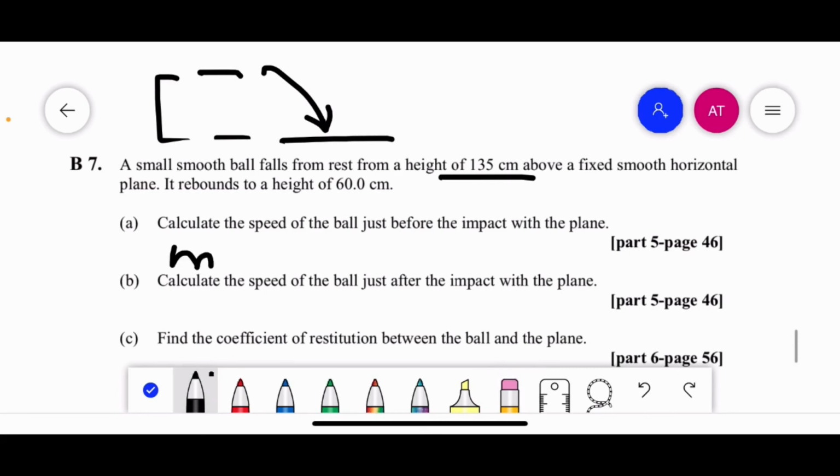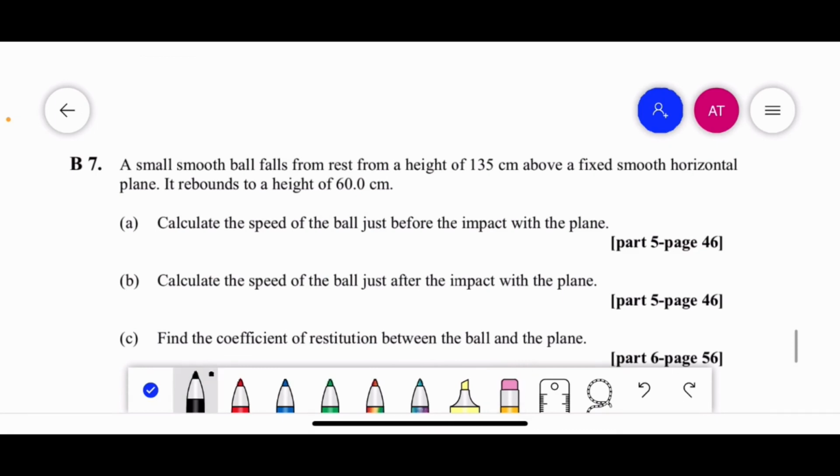We get mgh is equal to half mu squared. u because it's before impact. If we substitute, we get u is equal to 5.14 meters per second. Now in part B, they want us to calculate the speed of the ball after its impact with the plane.